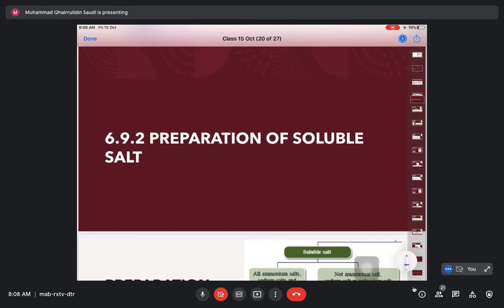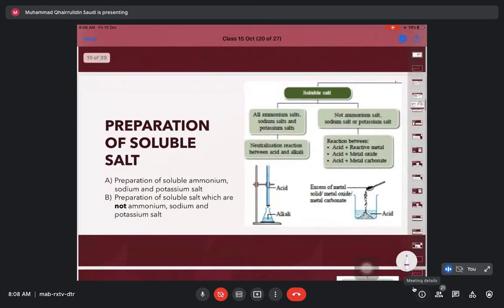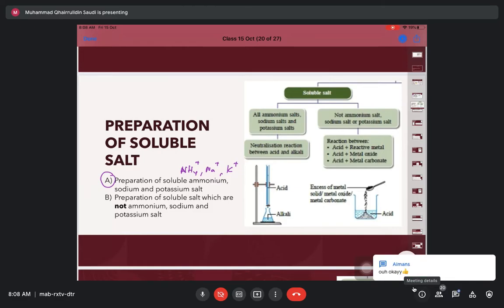So, preparation of soluble salt, kita tahu bahawa there are 2 type of soluble salt. Sama ada soluble salt tu ada ammonium ion dalam dia, sodium ion dalam dia ataupun potassium ion dalam dia. So kita kena guna cara yang pertama. Kalau dia tak ada ammonium ion, sodium ion or potassium ion dalam dia tapi dia soluble, kita kena guna cara yang B. So today, hari ini kita hanya tengok cara yang pertama saja.